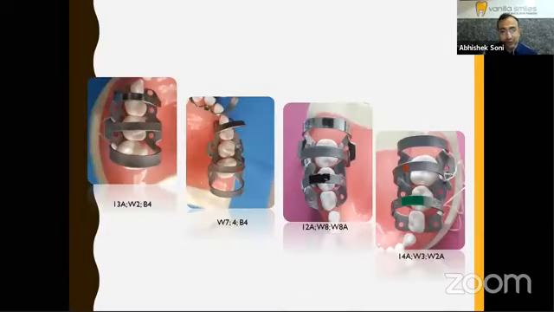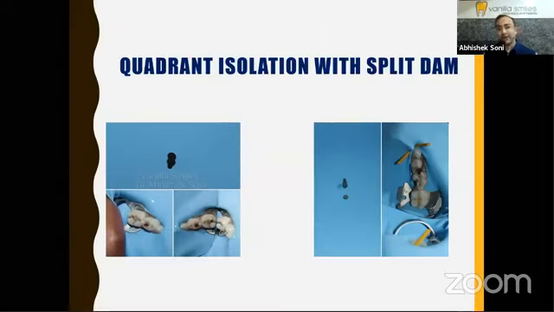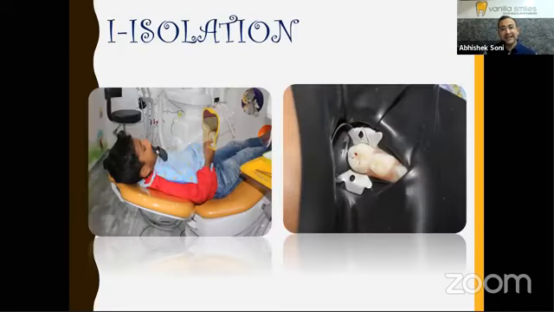These are the commonly used clamps, and the most commonly used technique is the quadrant isolation. And that's how we punch the seam following the contour or the diameter change that happens. That is, it is wider distally and it tapers mesially. So that's how you need to punch your rubber dam sheets for a split dam. And that's how well the child also accepts it.